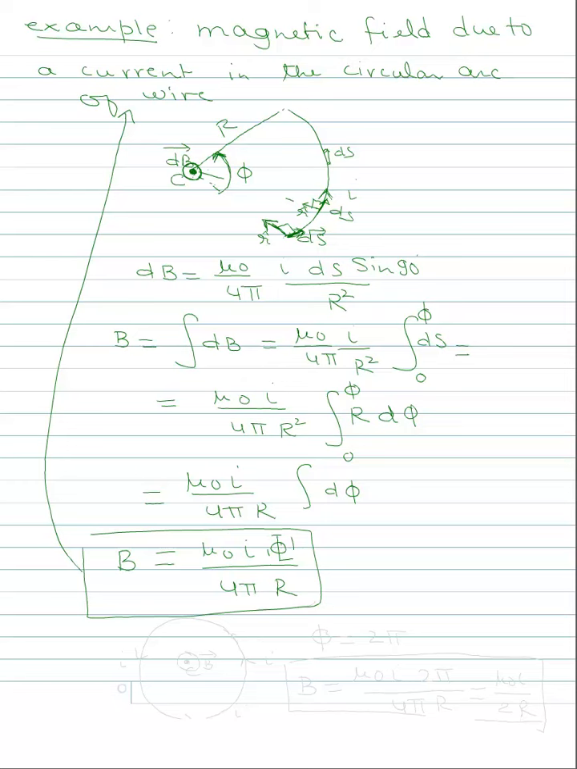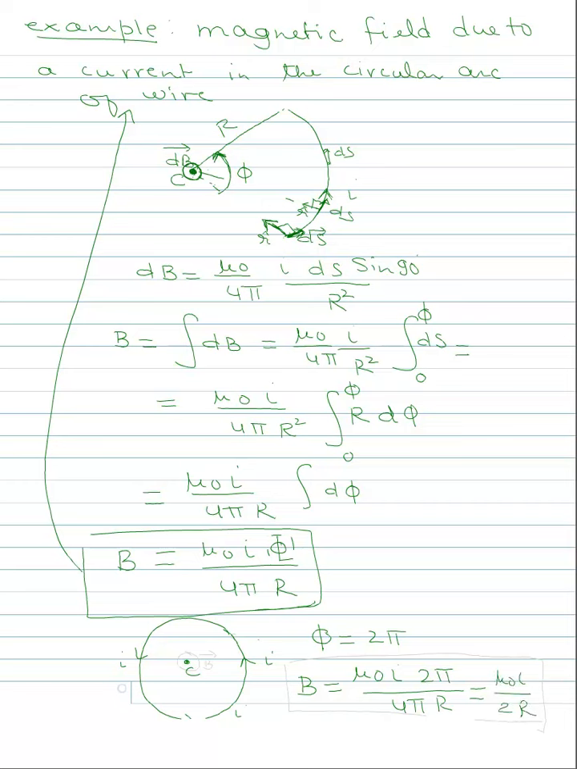Now what happens if you have a full circle? In other words, if you had to find the magnetic field at the center C due to current flowing around in a circle like this, we can use the results that we just found, except in this case phi is 2 pi radians because we are considering a full circle. So the magnetic field will turn out to be mu 0 I 2 pi divided by 4 pi r, which is nothing but mu 0 I over 2r.